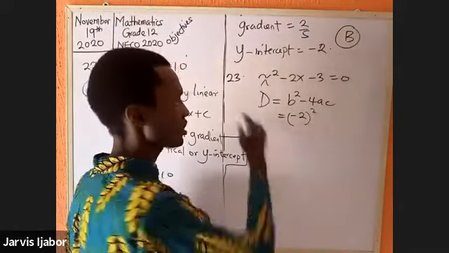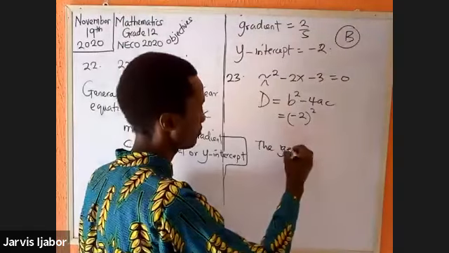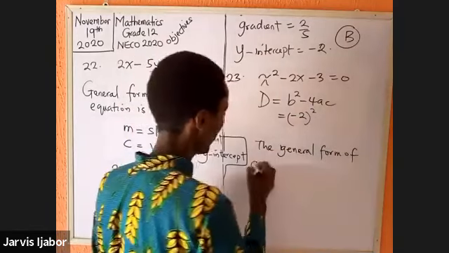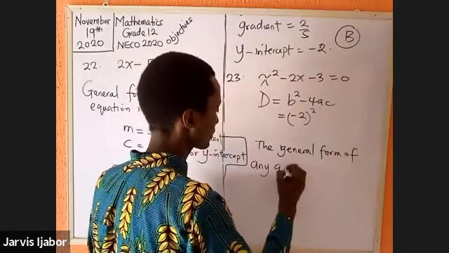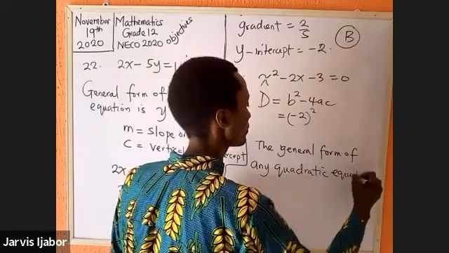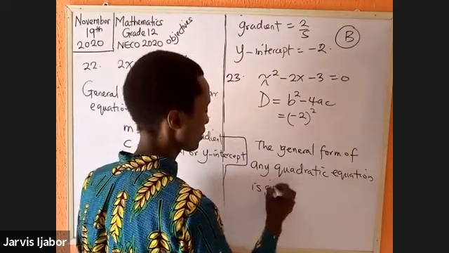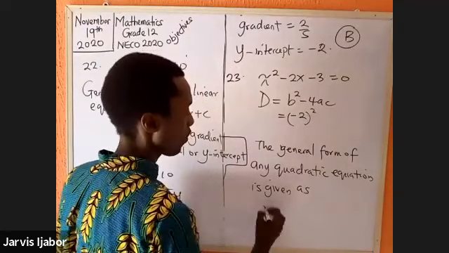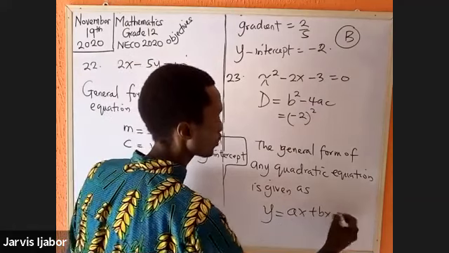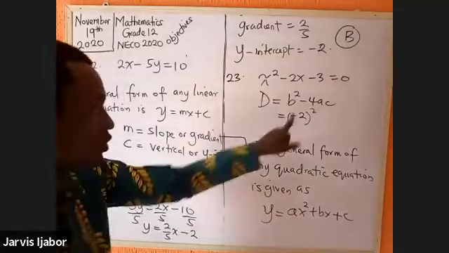Remember that the general form of any quadratic equation is given as y equal to ax squared plus bx plus c. So what is A in this context?